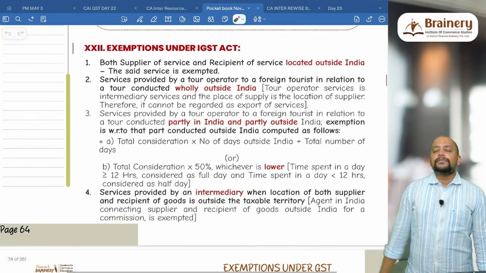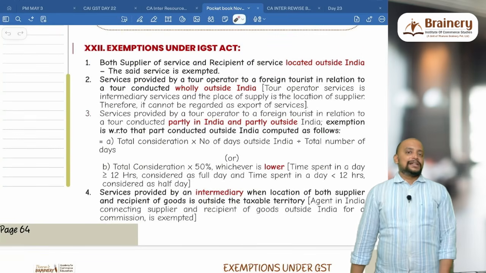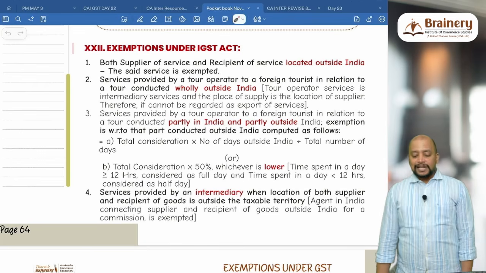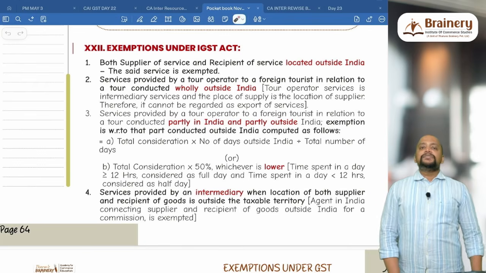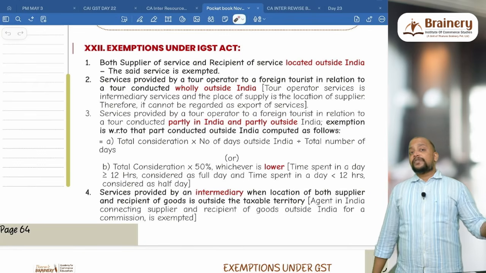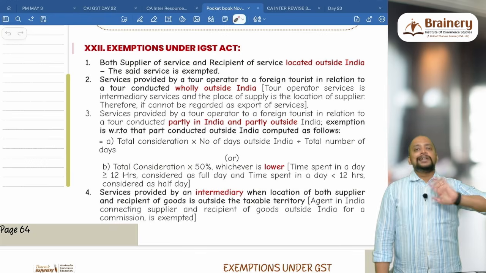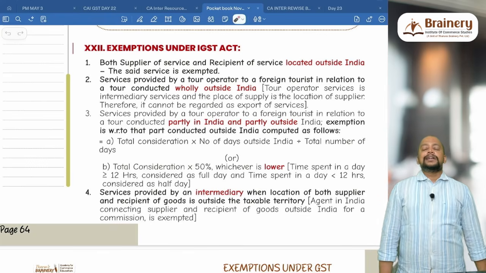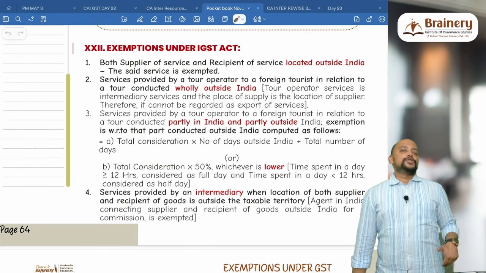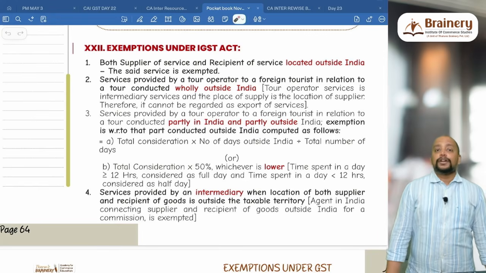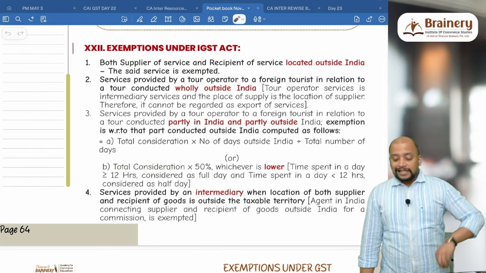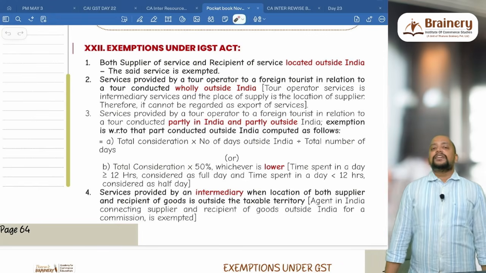Then finally we have exemptions under IGST and miscellaneous exemptions. In these exemptions under IGST, first point, if there is a service for which service provider and recipient both are outside India, the service is exempted. Second, there is an Indian tour operator who is providing tour operator service to a foreign tourist in relation to the tour conducted entirely outside India, then it will be exempted.